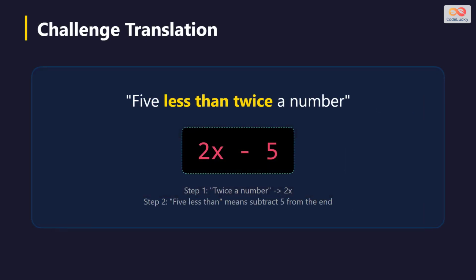Here is a challenge. Translate 5 less than twice a number. First, handle twice a number, which is 2x, then apply 5 less than, which means we subtract 5 from that result. So the final expression is 2x minus 5.